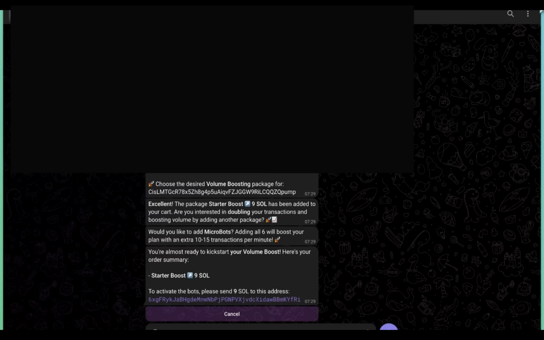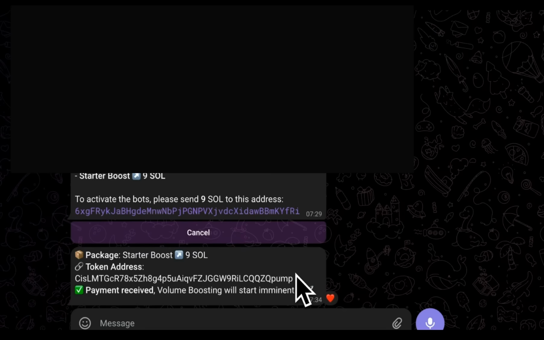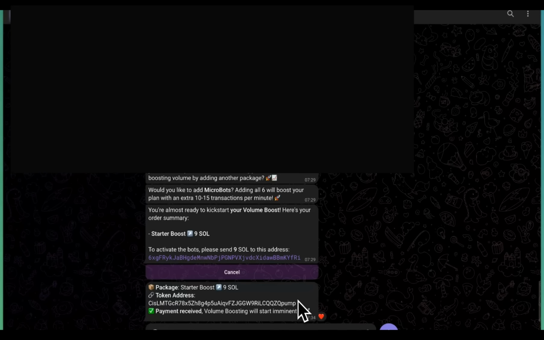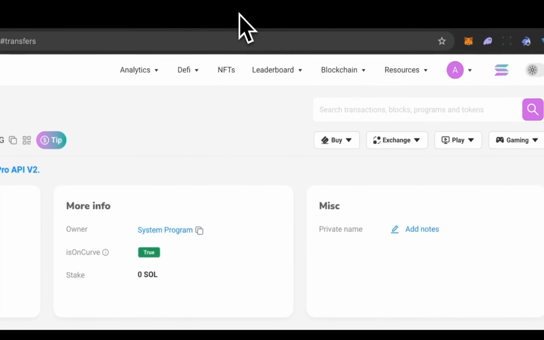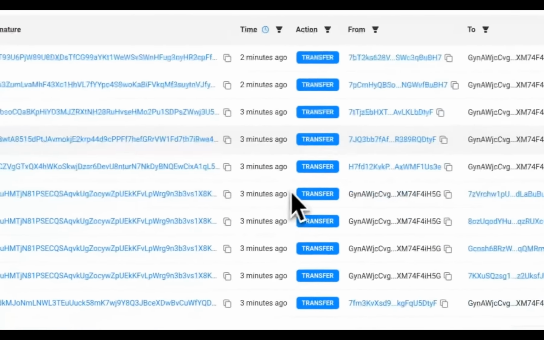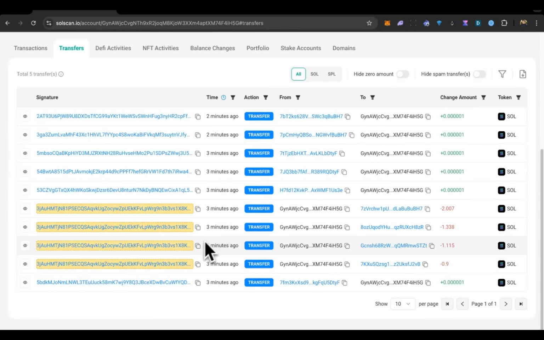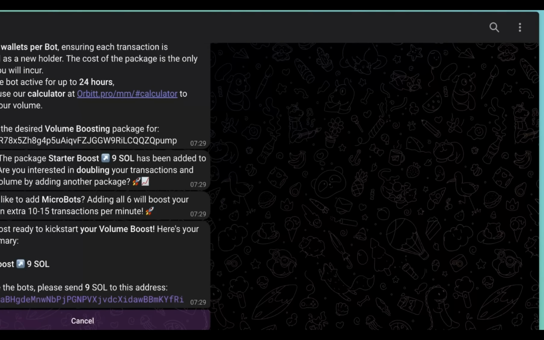It's sending in the 9 SOL. Okay, cool. We get the starter boost. It says the volume will start soon. That's going to be interesting once we get the volume going. I'm monitoring as well what's going on at the address where I sent my Solana. We can see the volume creation is in progress actually.